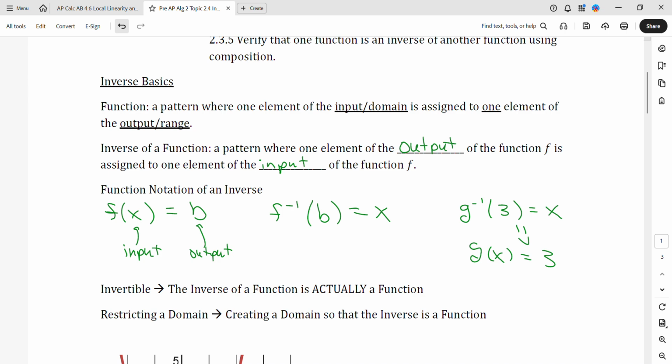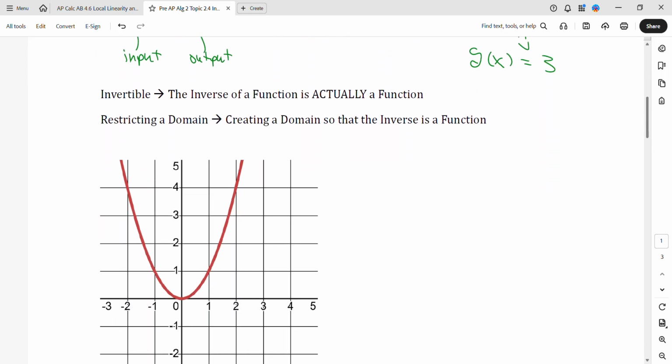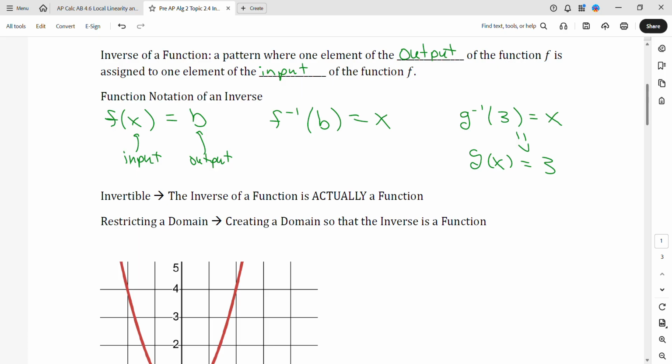Now, one of those words that is going to come up in this lesson and in other contexts as well is the word invertible. Well, hold on, I'll just stop here. Are there any questions about the notation? I feel like the notation is pretty straightforward. And this can take you a lot of places when you understand that you can rewrite things like this.